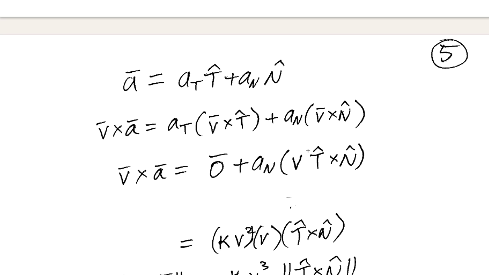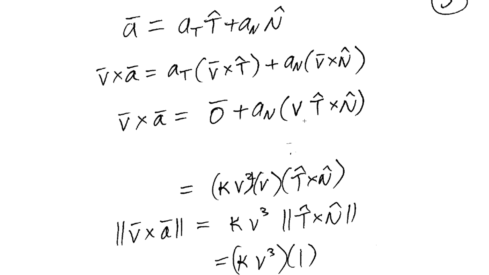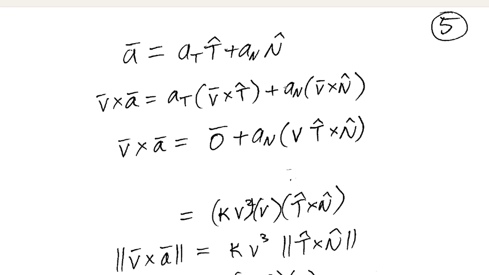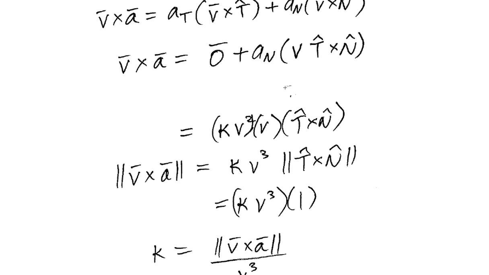How about this one? Well, remember the velocity is v, the speed, times t hat, and then I'm crossing that with n. I can certainly factor out the v here and take that v on the outside. And what did we say a sub n was? A sub n was actually kappa v squared. So I'll substitute that in there. That's the a sub n there. So I've got kappa v cubed times t hat cross n hat.